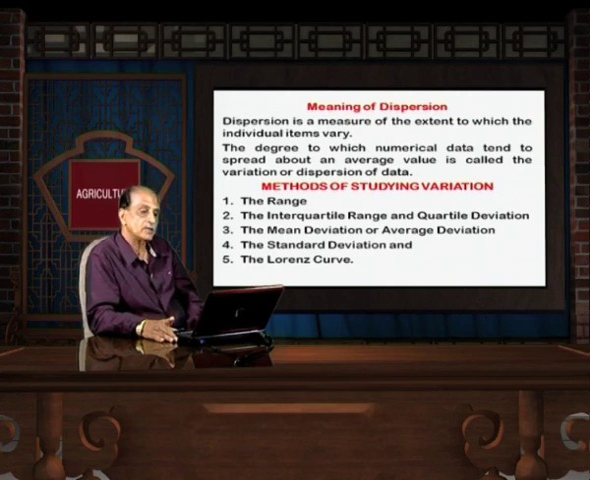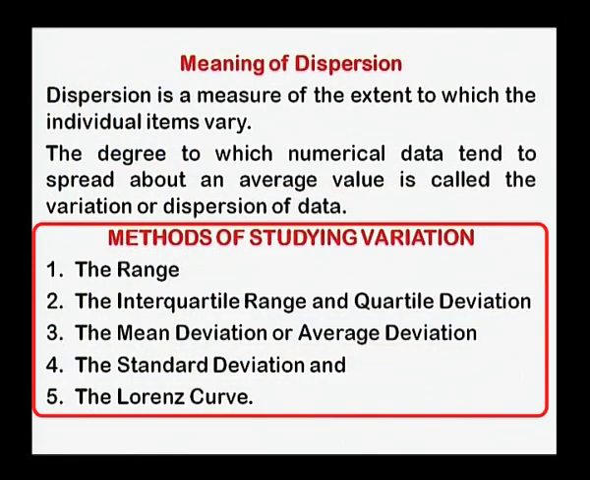Now, we discuss the methods which are used for calculating the measures of dispersion. The first is the range, the second is the interquartile range and quartile deviation, third is the mean deviation and average deviation, fourth is the standard deviation, and finally the Lorenz curve.